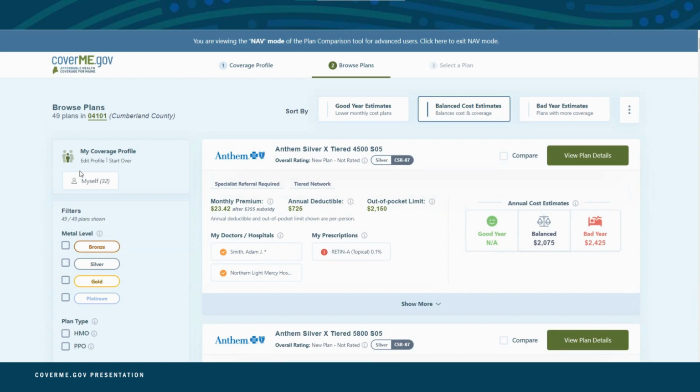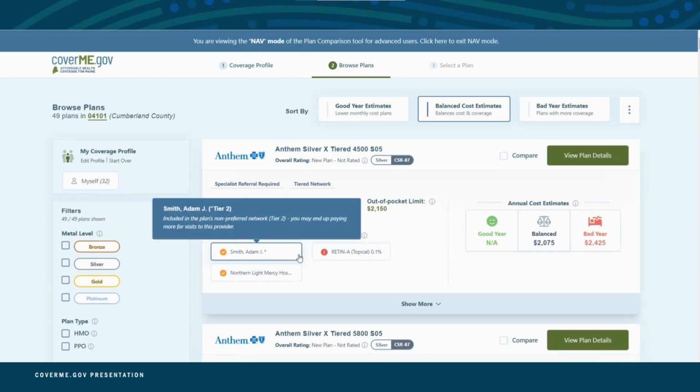From the main screen, consumers can see what plans are available and see if their doctors, hospitals, and prescriptions are covered in each plan. In this case, Dr. Smith is a Tier 2 provider for this plan, as indicated by a yellow check mark. If the consumer hovers over this, they will see an explanation that Tier 2 providers are not in the insurer's preferred network, meaning they may pay more to visit this provider.